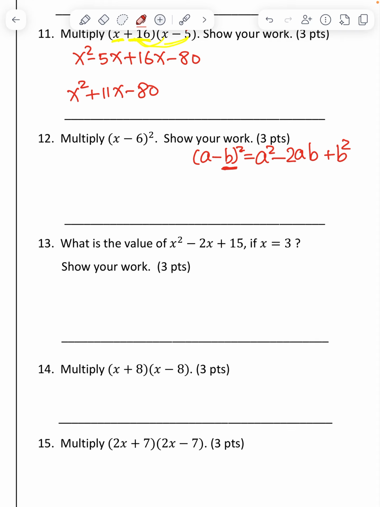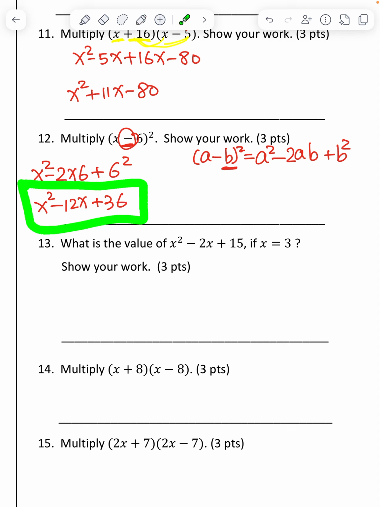So x minus 6 parentheses squared. That's going to be the first term, x squared, because here is a minus, go to minus 2 times x and then times 6. And then plus 6 squared, right? So this is equal to x squared minus 2 times 6. 2 times 6, that's 12. So minus 12x plus 36. This is the final answer. And this is your work.